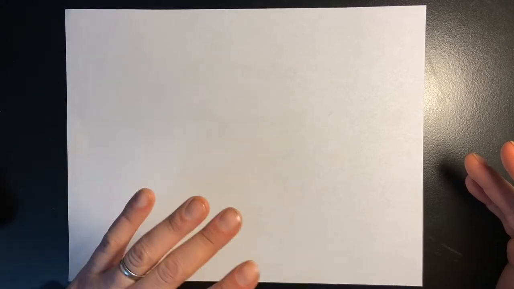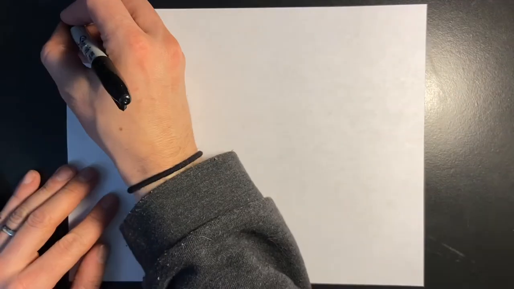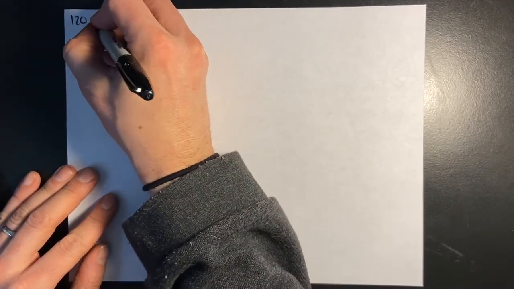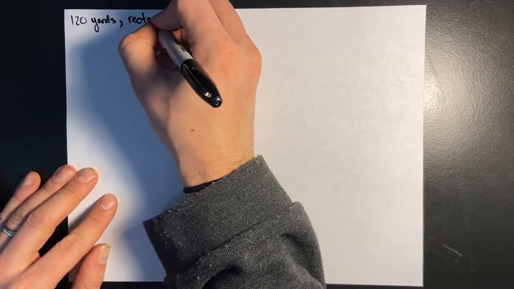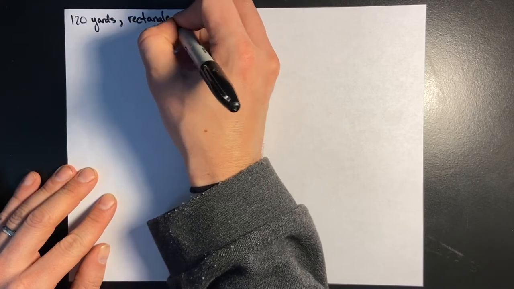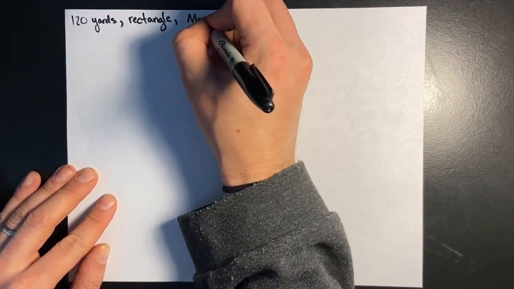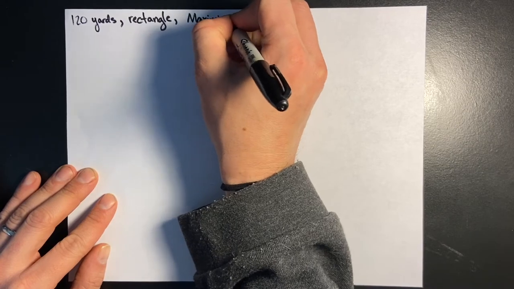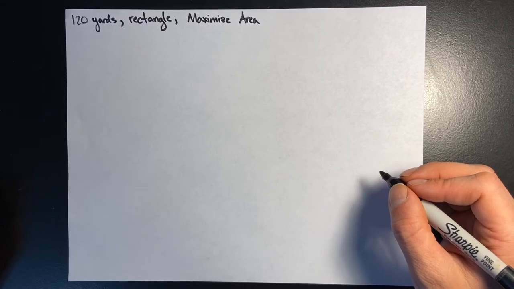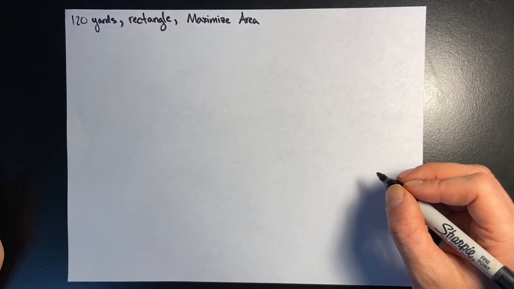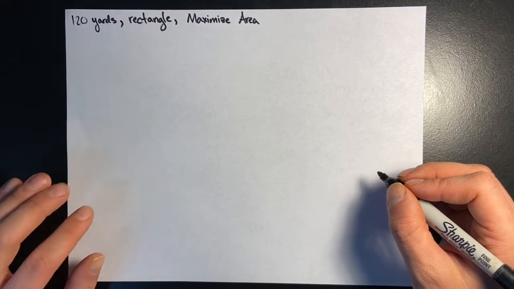Alright, here we go. We're going to start doing a few word problems. I'm going to take a while for this first one and write out every single step as we move along the way. So here's the problem. We have 120 yards of fencing. It's rectangular, and I want to maximize the area. That's the plan. The farmer has 120 yards of fencing. What are the dimensions of the rectangular fence that would maximize the area?